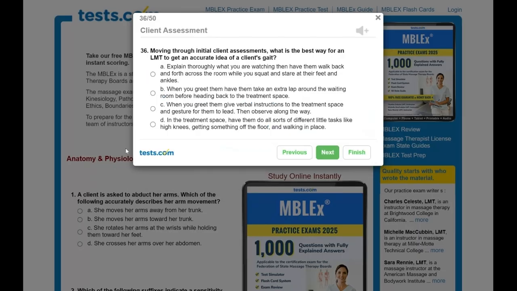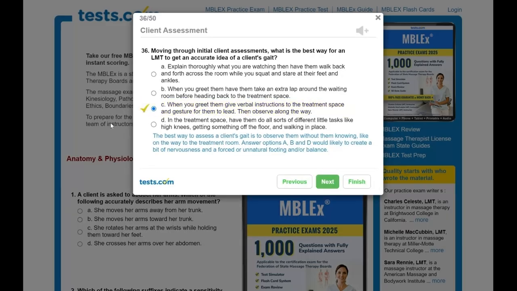Question 36. Moving through initial client assessments, what is the best way for an LMT to get an accurate idea of a client's gait? A. Explain thoroughly that you are watching them, then have them walk back and forth across the room while you squat and stare at their feet and ankles. B. When you greet them, have them take an extra lap around the waiting room before heading back to the treatment space. C. When you greet them, give verbal instructions to the treatment space and gesture for them to lead, then observe along the way. D. In the treatment space, have them do all sorts of different little tasks like high knees, getting something off the floor, and walking in place.